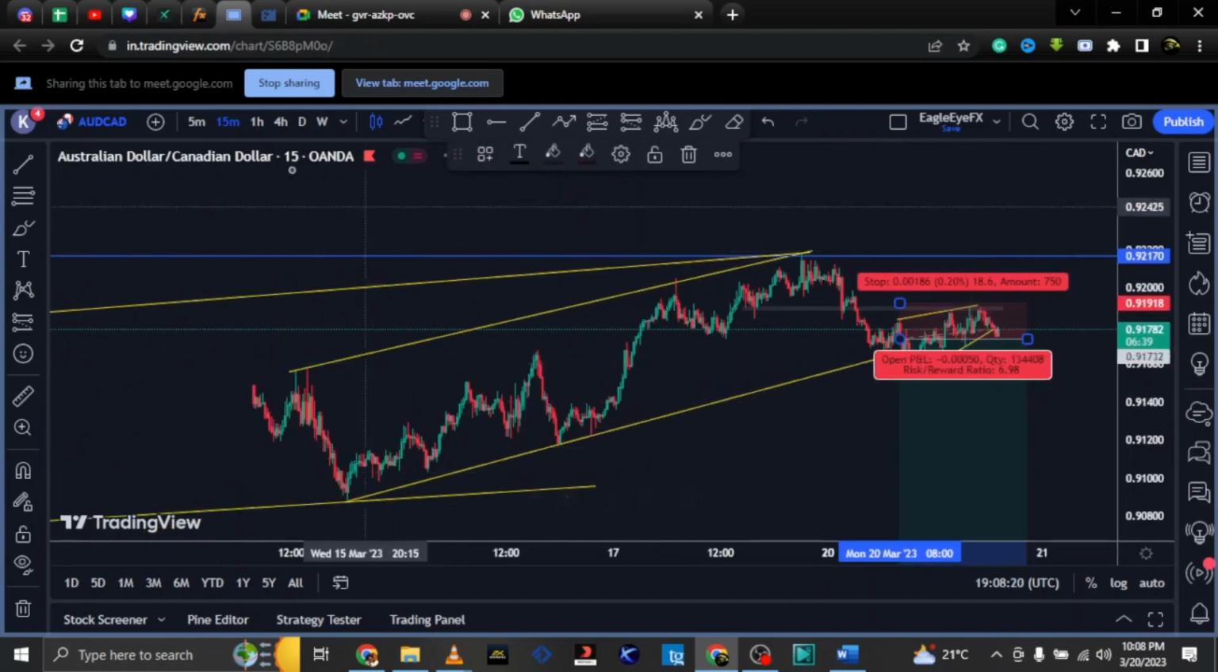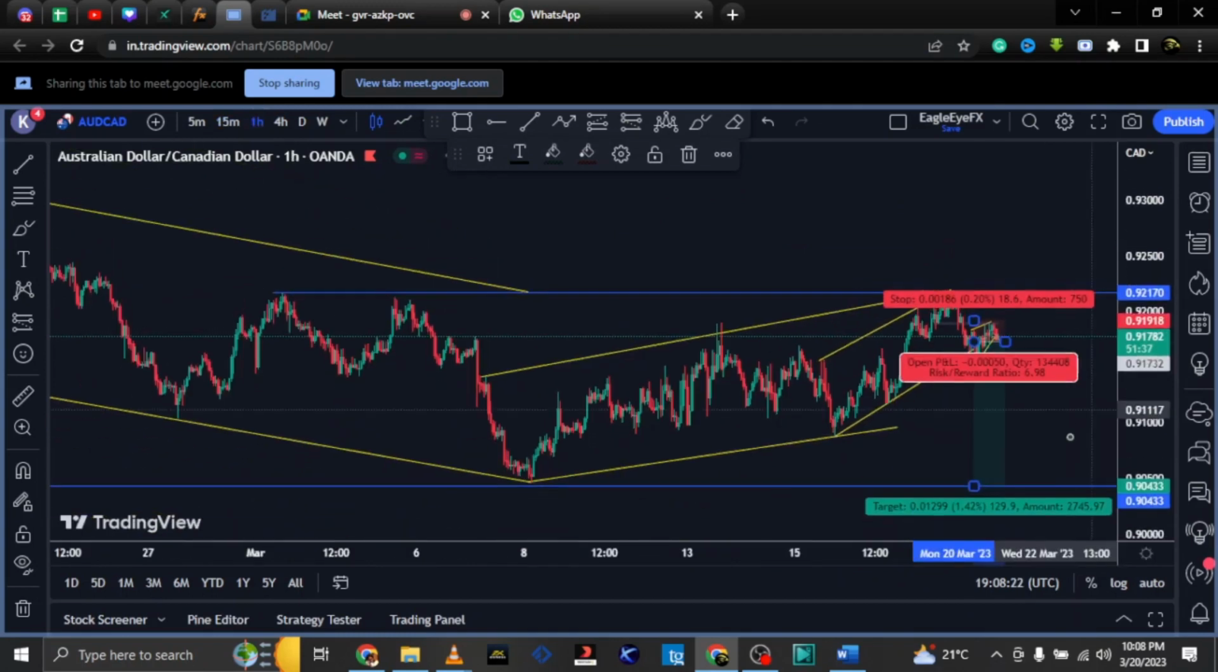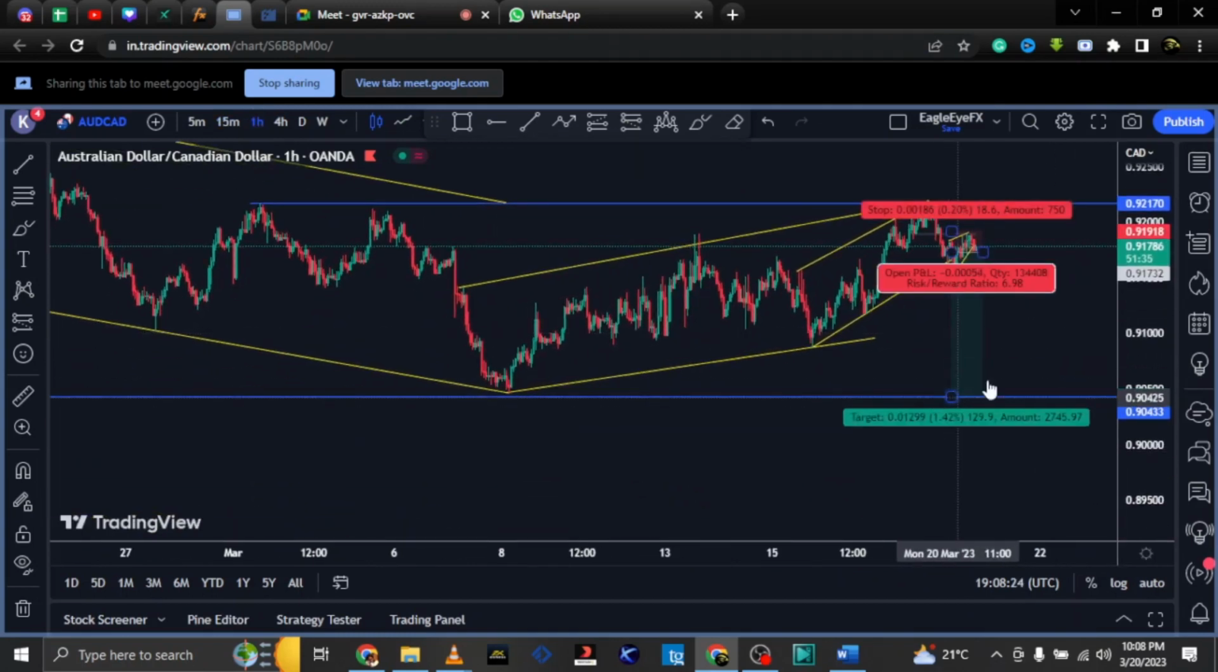And definitely let me go back to the 1 hour time frame. I'm targeting this level here, which is around 7%. So I'm going to hold this one. If it plays out, then I'll be 7% in profits. All right, any question, any contribution, they are welcome.